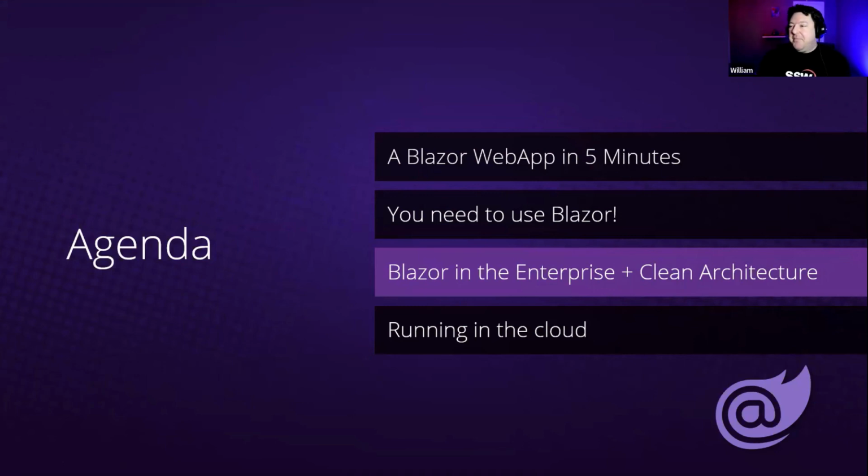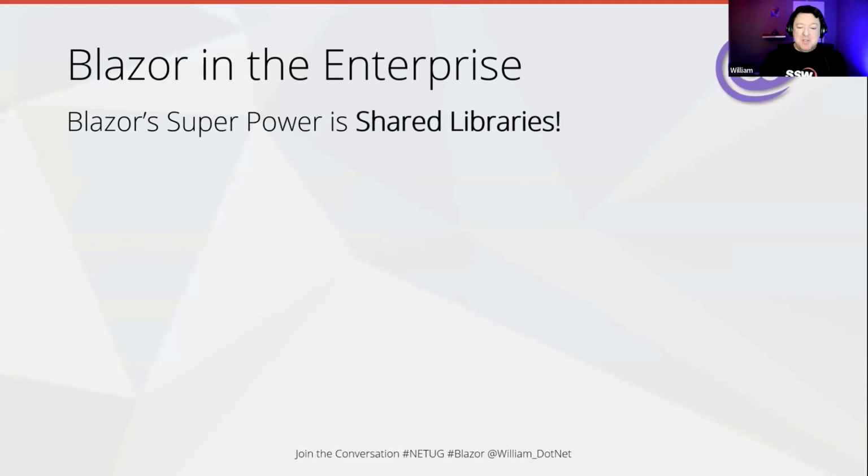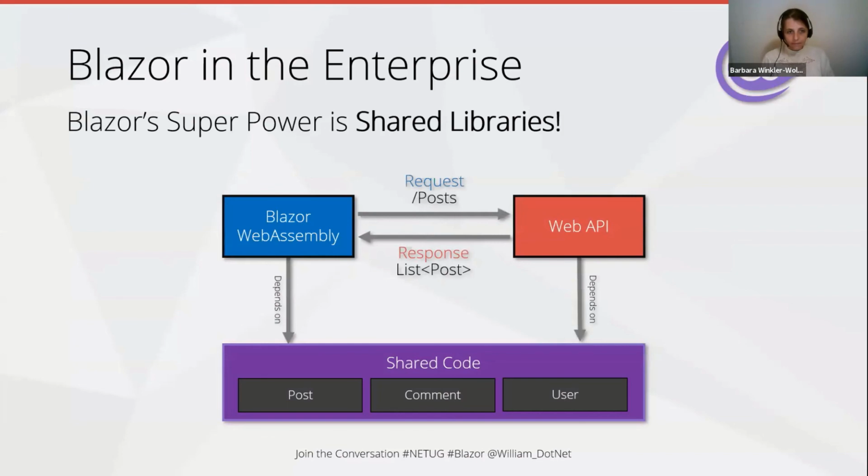Okay. Blazor in the enterprise. So Blazor's main superpower for me is the shared libraries. And the simplest way to architect a Blazor application is like this. We have the Blazor WebAssembly application. We have our web API, and they share a bunch of code. So we can have our models in there, if this was a blog site, we have posts, comments, users, all the other stuff that goes with it. And we can simply just deserialize. So once we send that object from the web API to the client, we just reuse the same code to deserialize it. We don't have to translate or do anything crazy. It's super easy, super nice to use.